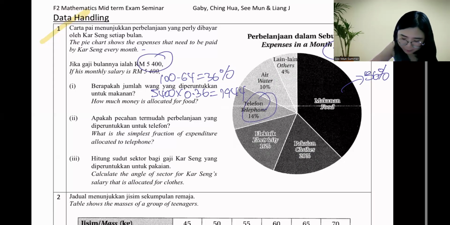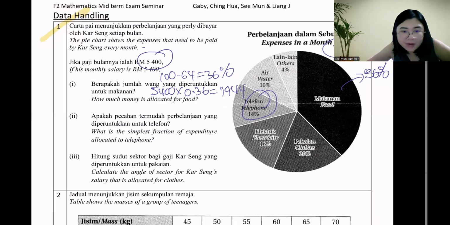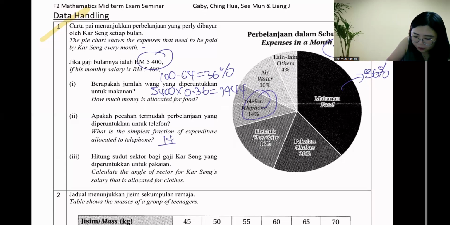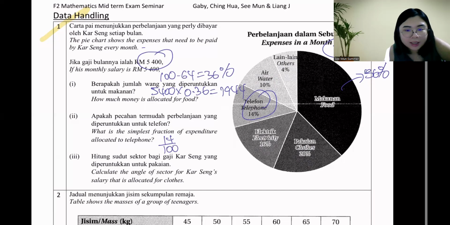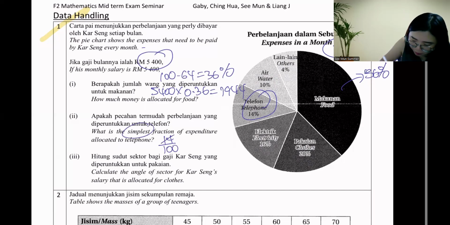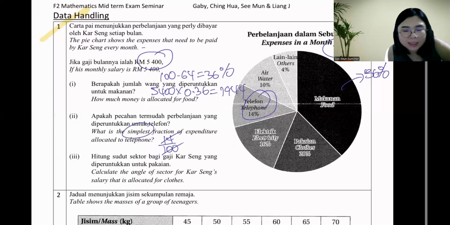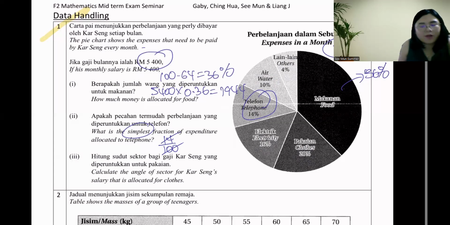Next. What is the simplest fraction of expenditure on the telephone? Telephone is this. Simplest fraction. So 14%, right? They don't want money, they want the fraction form. So 14 over 100, and I simplify it. If you're not sure how to make it simplest, just type into the calculator 14 over 100, and it will automatically simplify it for you, which becomes 7 over 50.